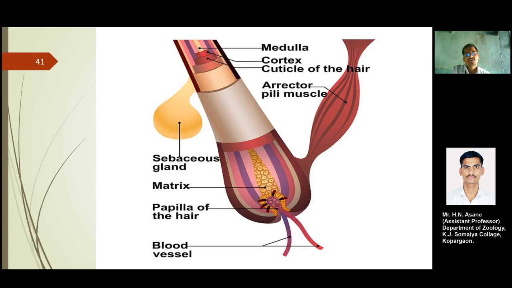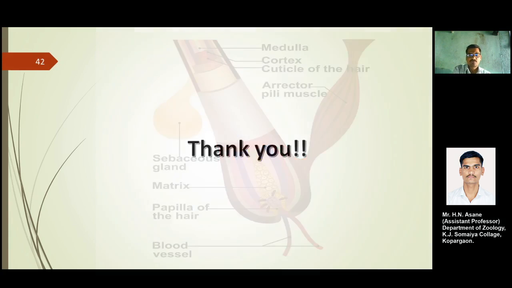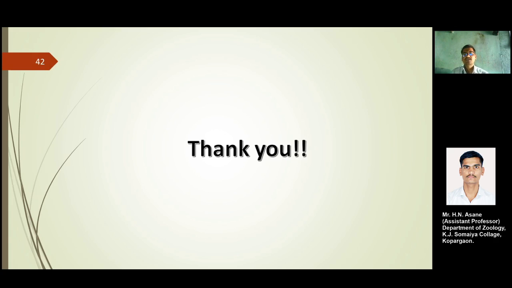Okay, and as you can see at the bulb, you can see the matrix and the papilla of the hair. For the oxygen supply to these erector pili muscles, you can see some blood vessels as well as venules and arterioles. Okay, so we are going to stop here and we will meet in the next session with the next part.